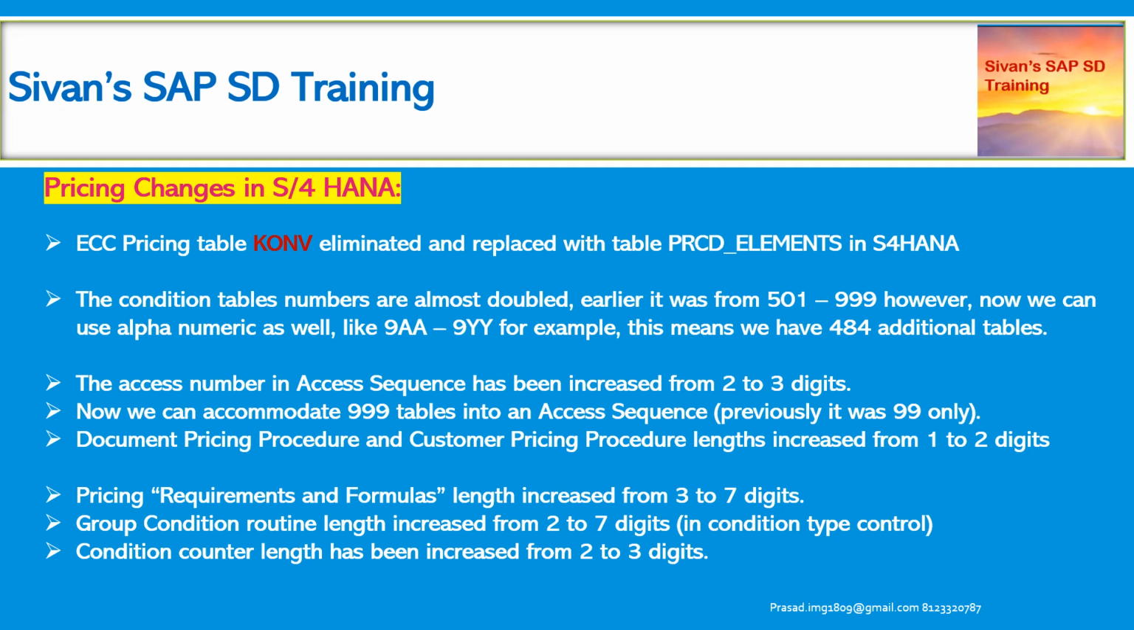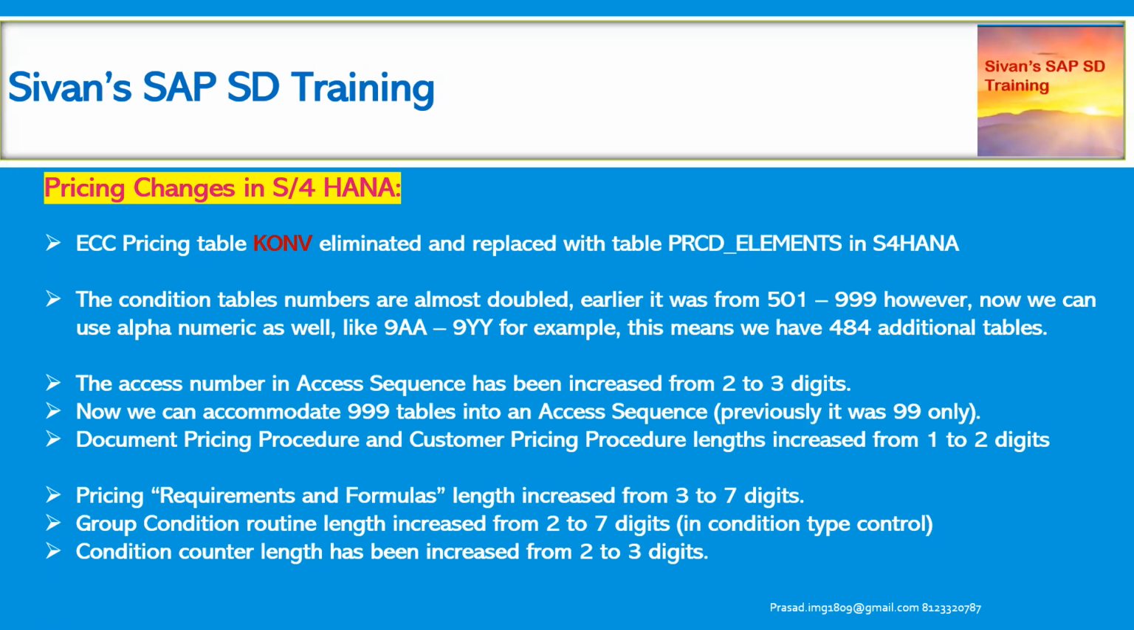For the document pricing procedure and customer pricing procedure, the lengths have been increased from 1 digit to 2 digits. That means a 2-digit alphanumeric key we can use. For pricing requirements and formulas, the length has been increased from 3 to 7 digits. The group condition routine length also increased from 2 to 7 digits.